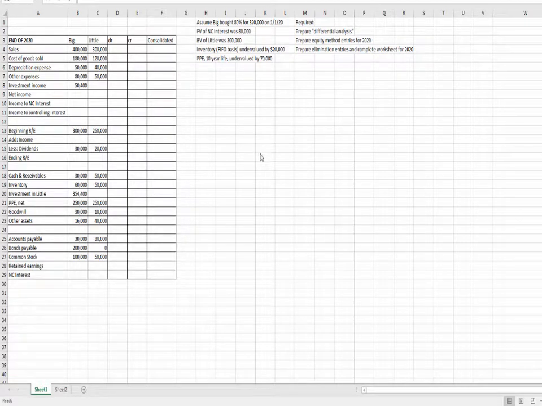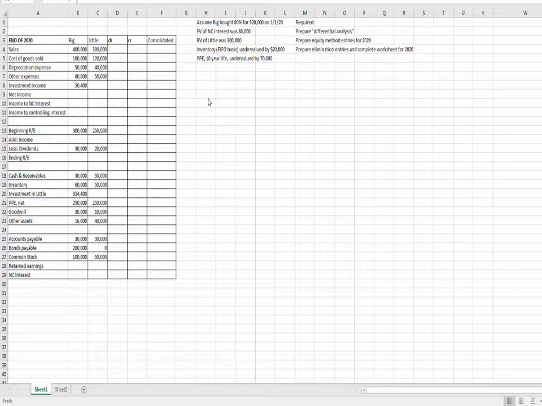Okay, let's go ahead and go through the solution to example 5.1. This is a partially owned subsidiary acquired at other than book value, and we're going to do the equity method entries and the elimination entries in the worksheet for the first year of ownership.